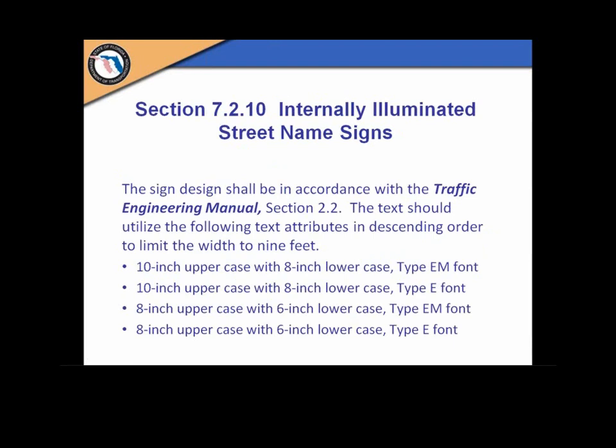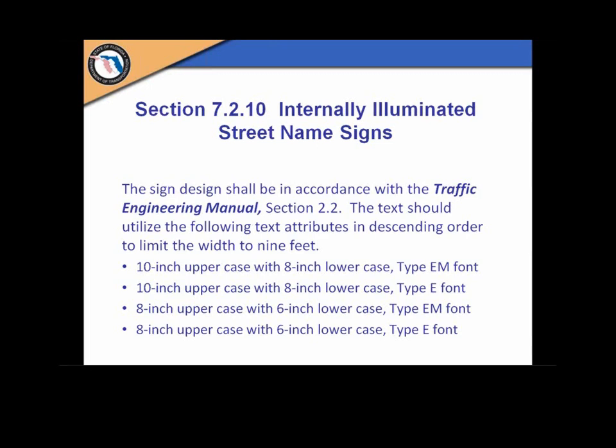So we've added to section 2.10 to the plans preparation manual. We still are referencing the traffic engineering manual in section 2. That section talks about overall signs, block letters, abbreviations, and some other information that's not covered in the plans preparation manual. So we're still going to refer you to the TEM on these types of signs, but we're giving clear guidance on how to start with the text on an internally illuminated street name sign.